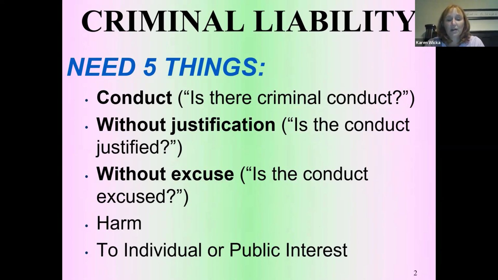Remember, this was part of your assignment for the last class. You had to talk about criminal liability. Now, as a review, you need conduct, and the conduct are the elements of the crime. You need without justification, so the conduct has no valid justification or no valid excuse. Those two together make up the defenses. There has to be harm to something, and the harm is either to an individual or a public interest. These are the 5 things that you have to have in order to hold somebody criminally liable.